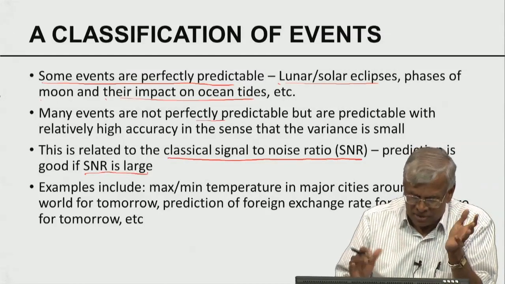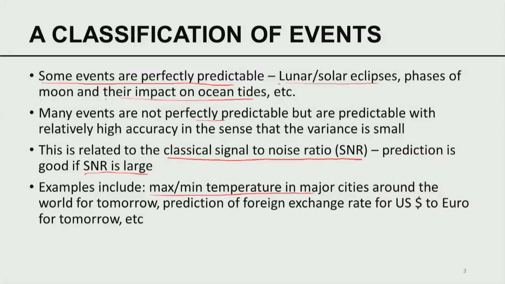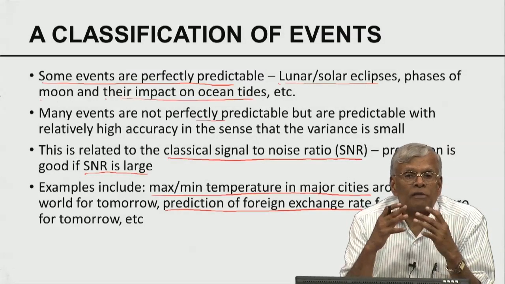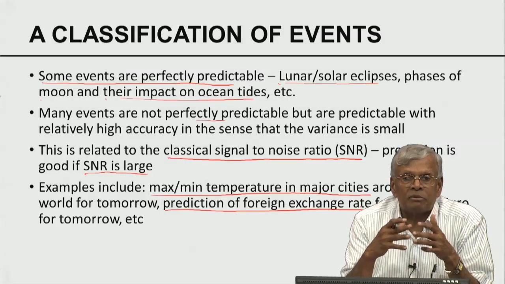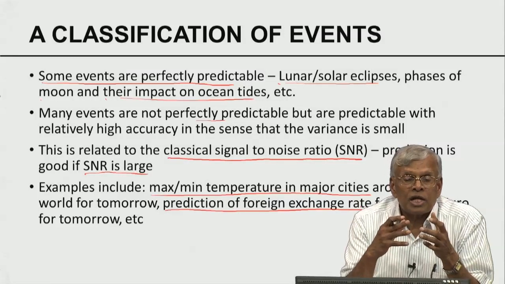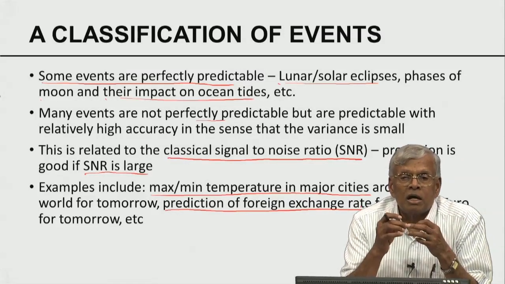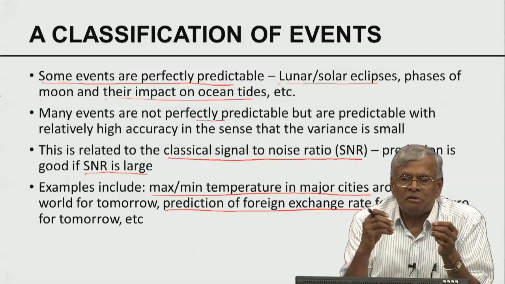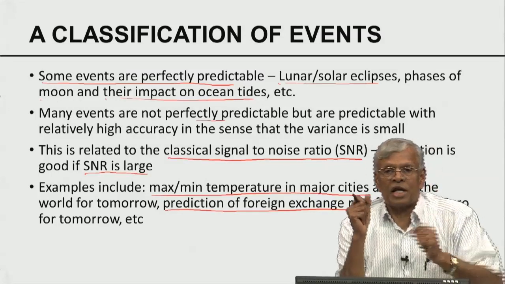So what are the examples of normal events and other events? The maximum and minimum temperature in major cities around the world tomorrow. The prediction of foreign exchange rate from US dollar to euro, for example. Because for the conduct of the economy, I need to know the foreign exchange rate every day. Foreign exchange rate is a random process, and that depends on several factors affecting different currencies in different parts of the world and different economic conditions. So there are very good empirical mathematical models that have been developed to predict the foreign exchange. A slight increase or decrease in rate means enormous economic implications when you buy and sell. So these are some of the normal events: maximum temperature, minimum temperature, a prediction of foreign exchange and so on and so forth.